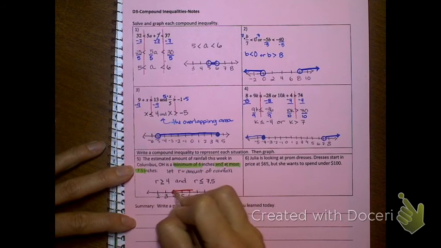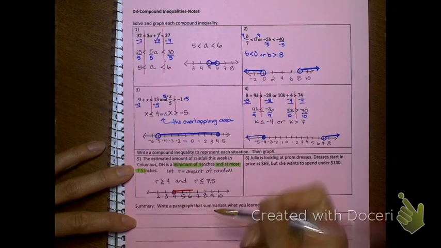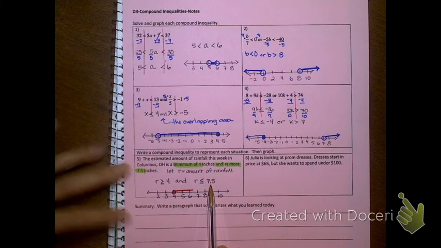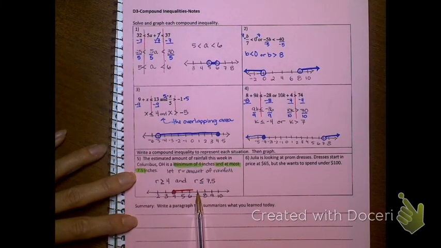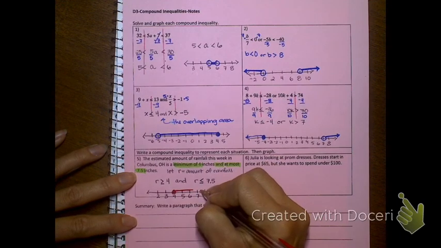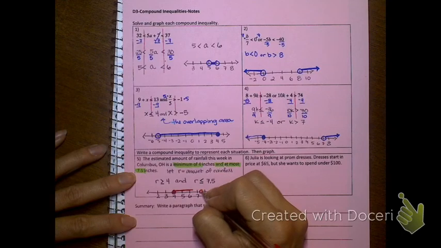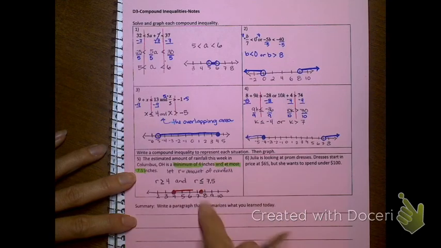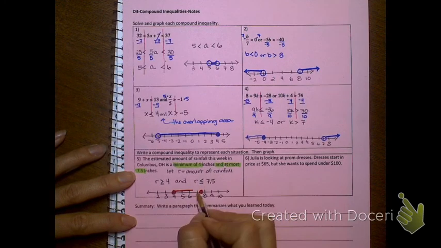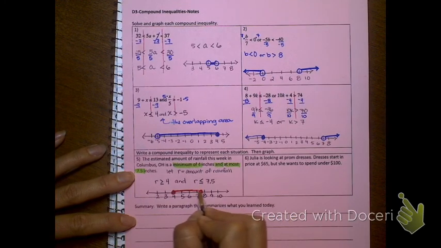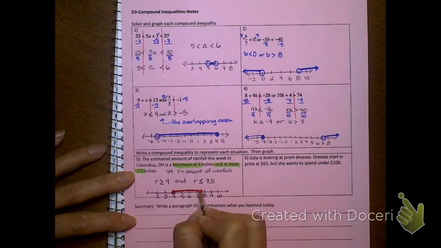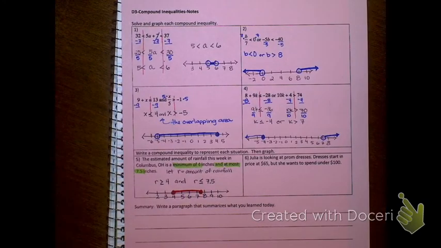Now I'm thinking since this is "and," they're going to overlap. So where would my next dot go? 7.5. That's between 7 and 8, right? So I'm going to estimate. Open or closed circle on that one? Closed. And it said the rainfall is at most 7.5, so less than or equal to 7.5, so that's going to go to the left. So that's the range of the rainfall, between 4 and 7.5, including those endpoints. Does that make sense?